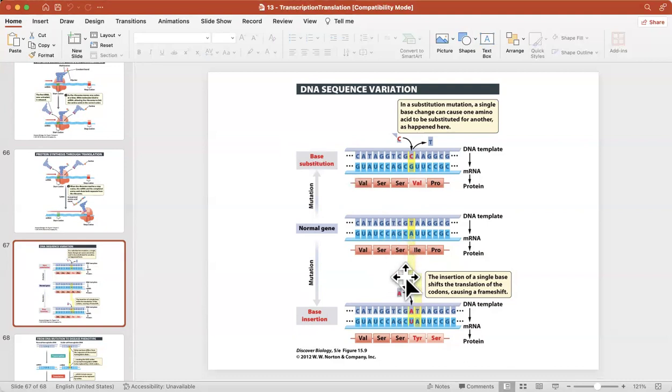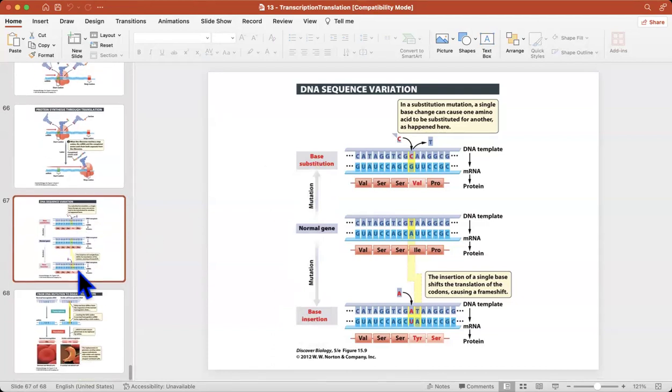This is called a base insertion. This is much more serious. Base insertion is when you add one more nucleic acid in. Once you have a base insertion, the sequence after it is totally wrong because you added one more. Now they read these three, these three, these three, and the amino acid sequence will be totally wrong because the codons are wrong. In general, with base insertion, and also base deletion where you delete one, those are more serious mutations compared with base substitution.